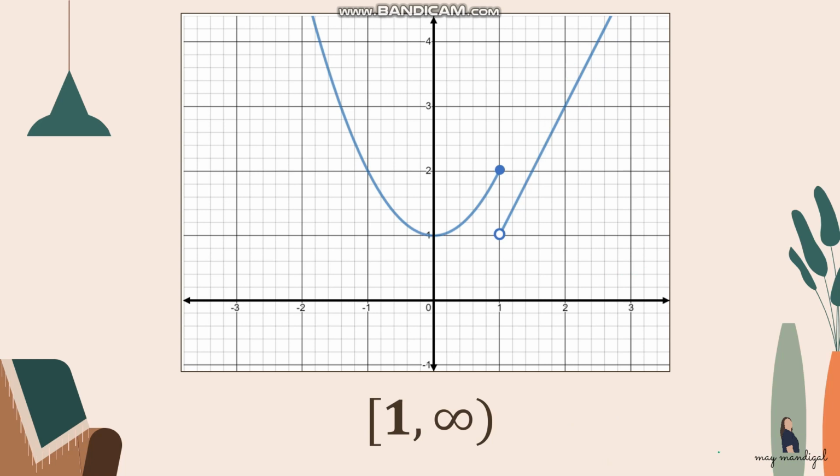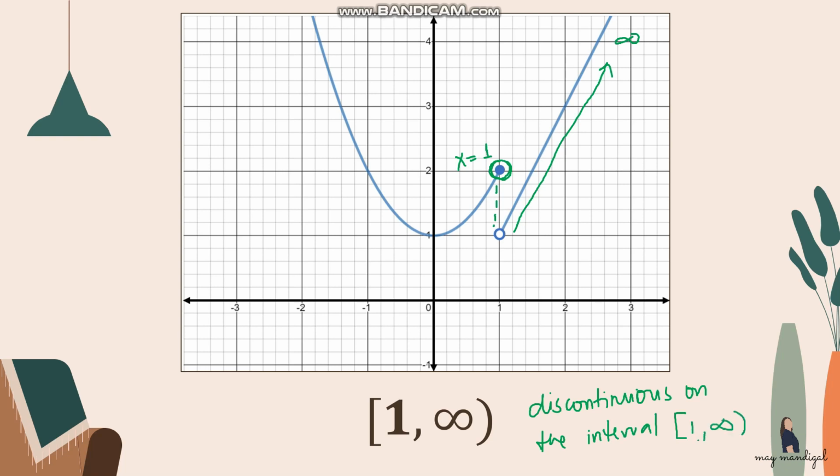Next, if we have 1 included going to positive infinity, this time I will be considering this point again. I'm using this because this is where x is equal to 1 and 1 should be included. And then going to positive infinity, on this side. Since there is a gap here before I can go to positive infinity, it shows discontinuity at that part. Therefore, this function is discontinuous on the interval [1, ∞).